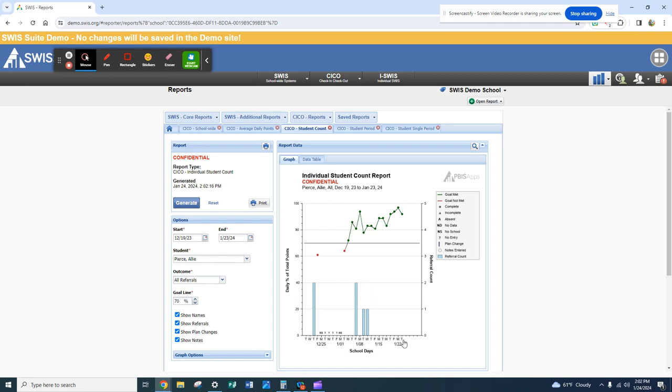So she's had 1, 2, 3 weeks of good data, but she's still getting referrals. So you might want to say that she needs 2 more weeks before she'll be considered for graduation, or before you start fading her even. You might not want to fade her yet, because here she had 2 referrals, and then she had 1 each day for 2 days. So anyway, those are team decisions that are made.